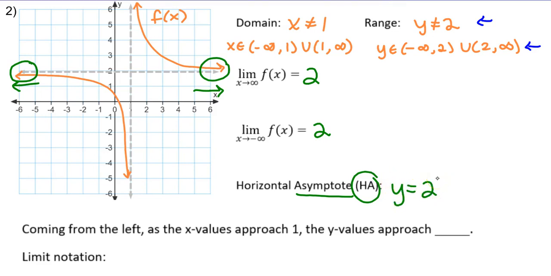Make sure you write y equals 2 and you just don't write 2, because you need to write the equation of the line. The line is horizontal. Every horizontal line has an equation of y equals a number. Okay, now there is a misconception.